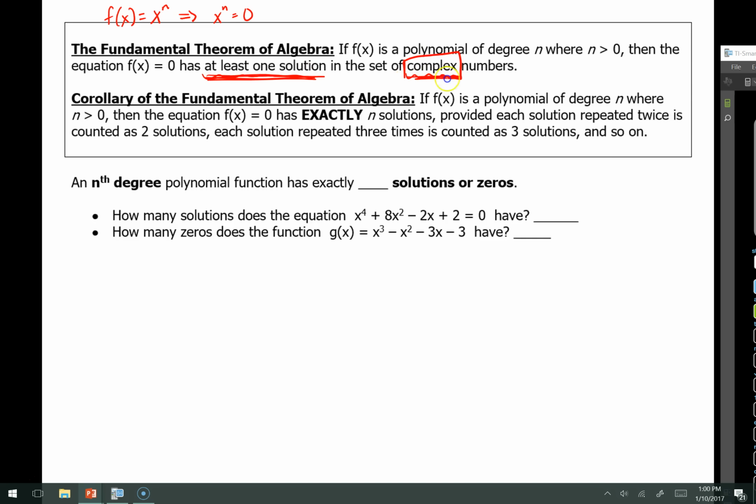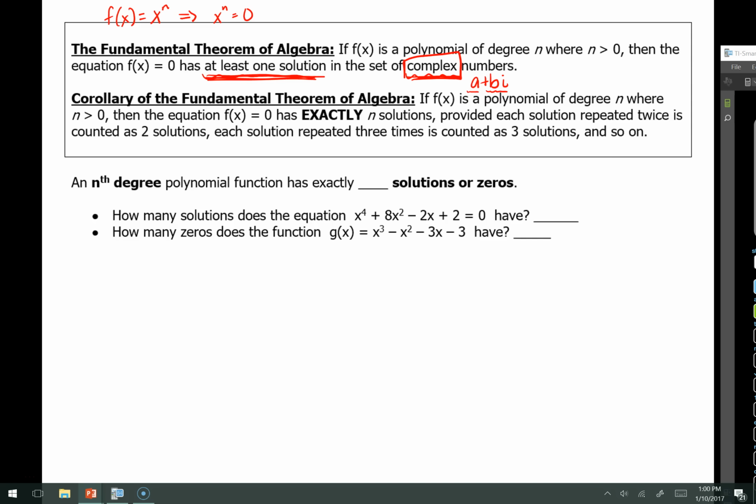Now, a complex solution or complex number, remember, is a plus bi. So this theorem says that you're going to have at least one solution that may have some real number in it. It might have some imaginary number in it. Might have one or the other or both.